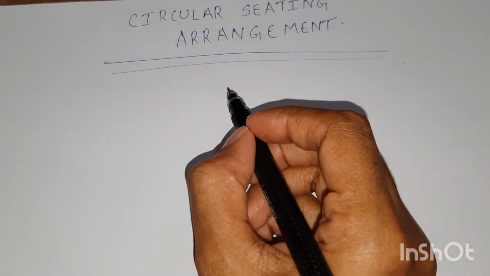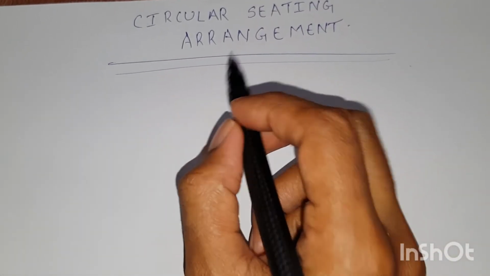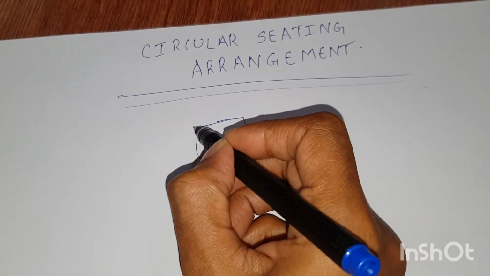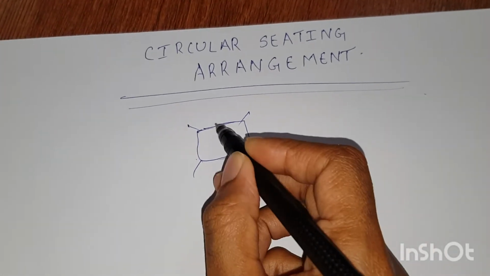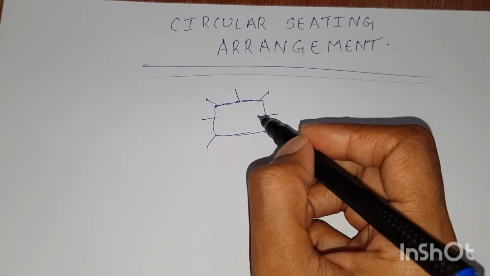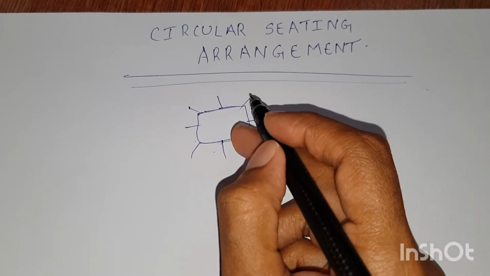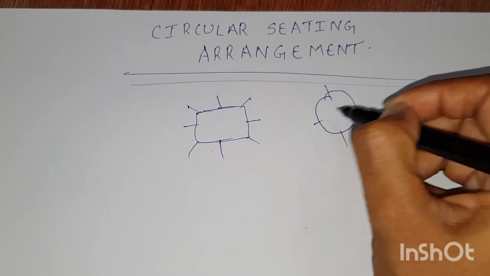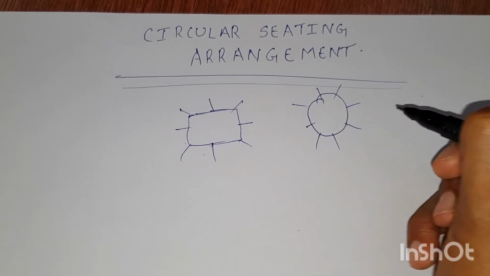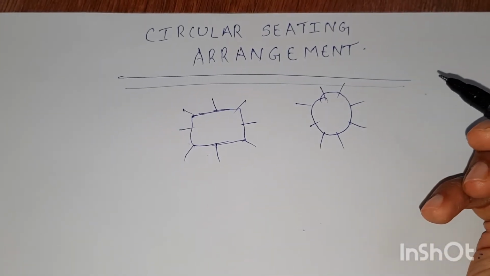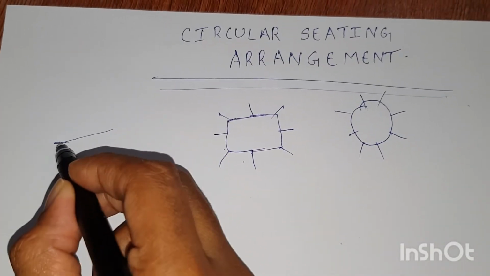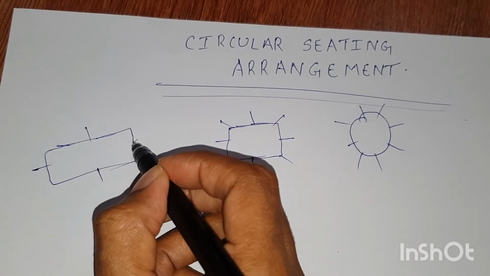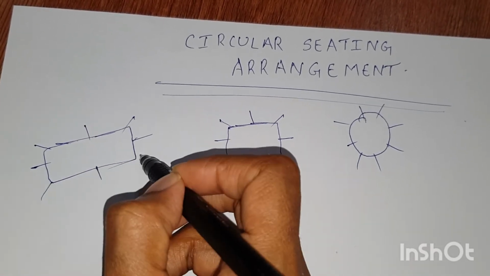If the question says 8 persons are sitting around a square table, that means you have to draw a square table, and 8 persons are sitting, 4 at the corners and 4 inside, right? Now if these 8 persons are sitting in a circle, then it becomes like this: 1 2 3 4 5 6 7 8. Suppose these 8 persons are sitting at a rectangular table, it becomes like this, right? So 3 cases are usually asked: circle, and rectangle with persons in the middle of the table sides and in the corners of the table.